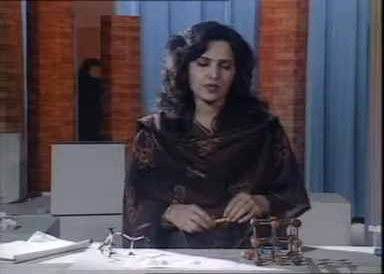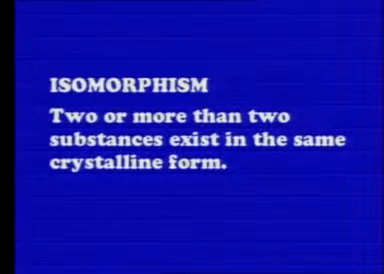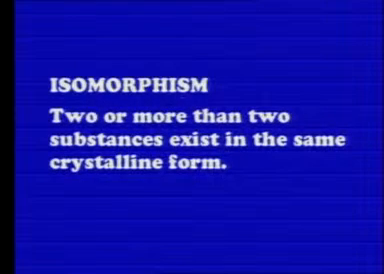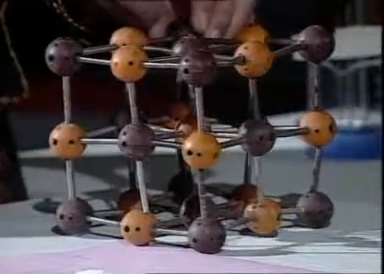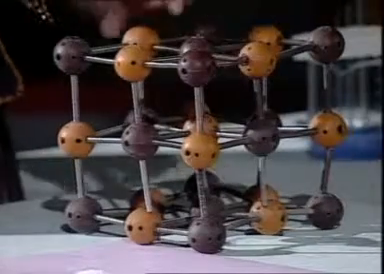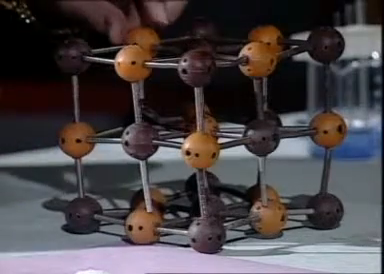Substances can be divided into two categories on the basis of the shapes of the crystals. Substances can be isomorphous or polymorphous. Isomorphism is the phenomenon in which two or more substances exist in the same crystalline form. For example, sodium chloride and sodium fluoride exist in the same crystalline form, and both these salts have cubic crystals. Here we have a model of the crystal of sodium chloride. Same arrangement is found in sodium fluoride also. So both these substances are isomorphous.